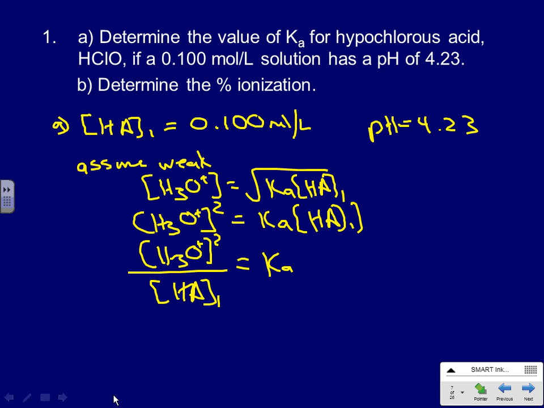You could find the H3O plus as a separate thing, but you could even put in here 10 to the exponent negative 4.23 all squared. There's no reason why your calculator can't handle that. And if you're not sure about that, you can do it separately. 0.100, Ka.